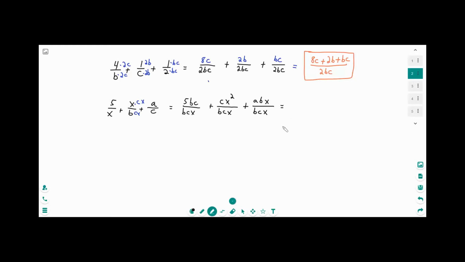And now we're ready to add. It's all going to be over a bcx. And we have 5bc plus cx squared. I need to extend this here. Plus abx. That would be our solution.